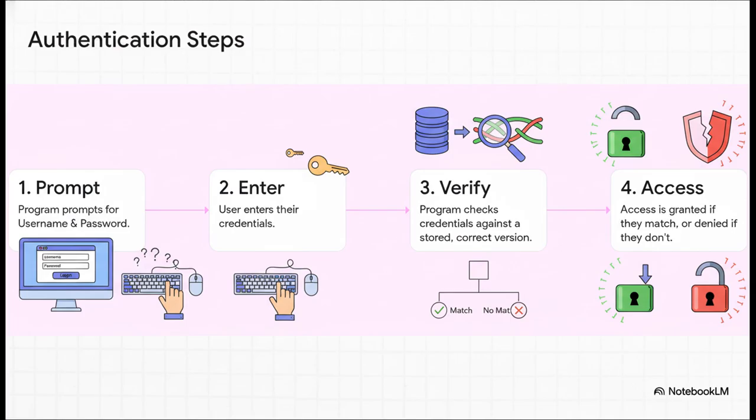Now, for your GCSE, you just need to understand a basic authentication system, like a good old username and password. It's a really simple 4-step process. First, the program asks for the username and password. Second, the user types them in. Third, the program checks what they typed against a stored, correct version. And fourth, if they match, access granted. If not, access denied. Easy, but so important.